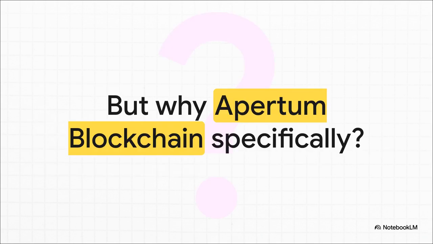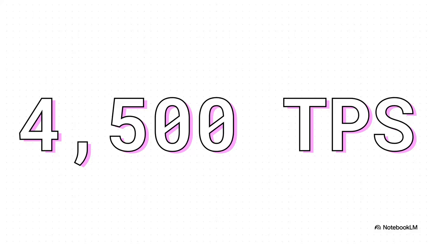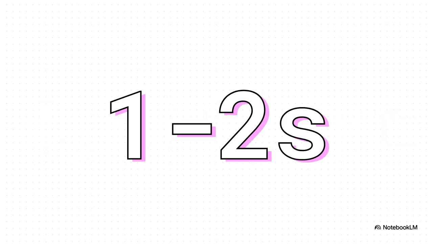But all this begs a really important question. Why build all this on the Apertum blockchain? Of all the options out there, why this one? Well, the source points to a few key technical advantages that make it a really good fit for something as high stakes as a personal bank. First up is just sheer speed. The Apertum network can handle 4,500 transactions per second. That kind of massive capacity is absolutely essential for any financial system if you want to avoid getting bogged down when things get busy. And the other side of that speed coin is finality.